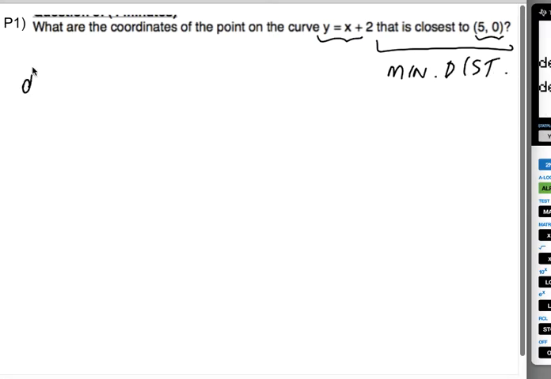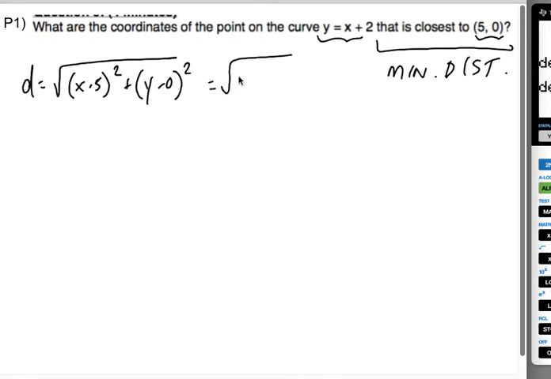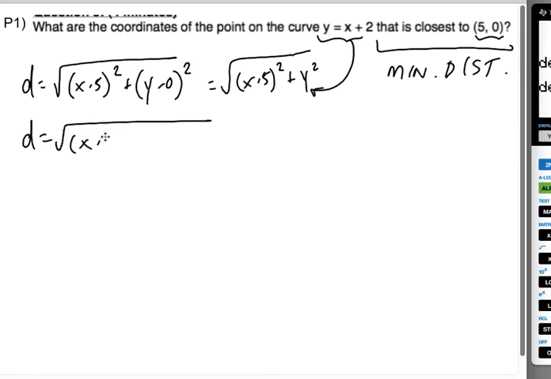So the distance between these 2 points is the square root of x minus 5 quantity squared plus y minus 0 quantity squared, or if you get rid of that minus 0 because you don't need it, x minus 5 squared plus y squared. Now again, you can definitely FOIL out the x minus 5 if that's more comfortable for you. It doesn't really matter. Either way, I see I have way too many variables, so I'm going to make this an x minus 5 quantity squared plus an x plus 2 quantity squared, because I can replace that for y.